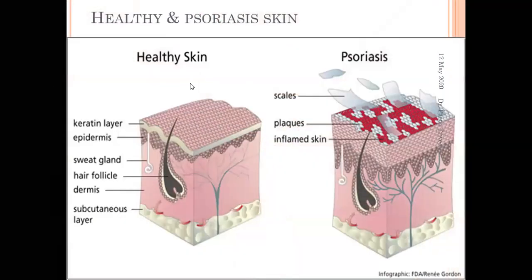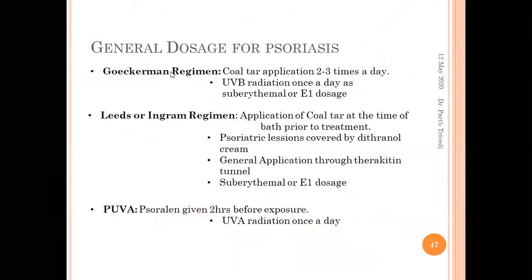You can see you have epidermis and dermis layers in normal skin. This is your epidermis, this is the dermis. What happens in psoriasis? The scales are formed, and there is premature aging of the skin. There are basically three types of UVR treatment for psoriasis. First one is the Goeckerman regimen, second one is the Leeds or Ingram regimen, and third one is PUVA. This is a very important theory question and practical question.